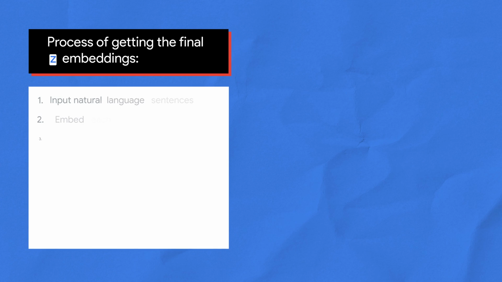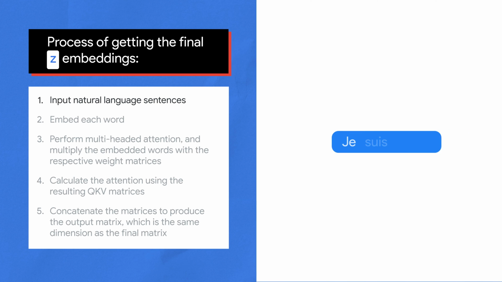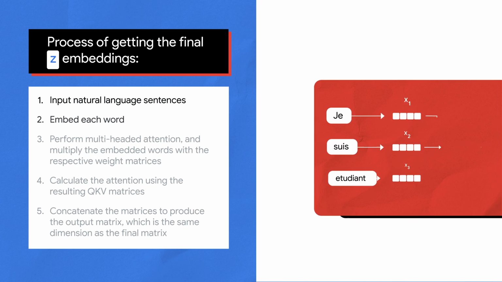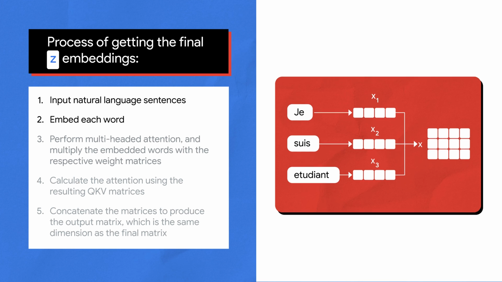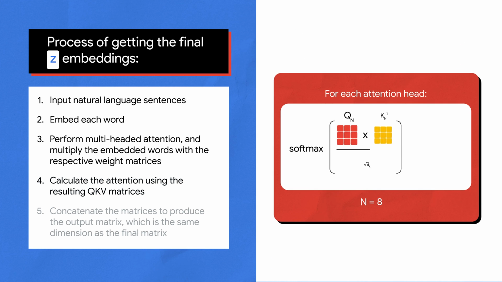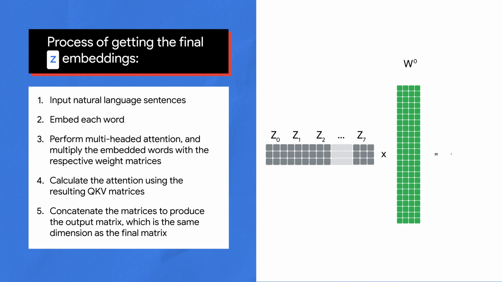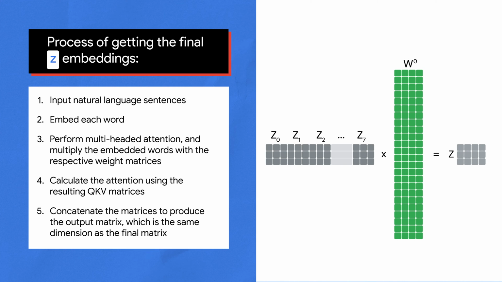To sum up this process of getting the final embeddings, these are the steps that we take. We start with the natural language sentence and embed each word in the sentence. After that, we perform multi-headed attention 8 times in this case, and multiply this embedded word with the respective weight matrices. We then calculate the attention using the resulting QKV matrices. Finally, we can concatenate the matrices to produce the output matrix, which is the same dimension as the final matrix that this layer initially got.